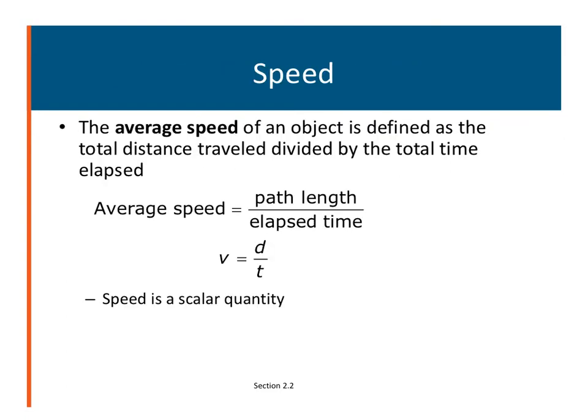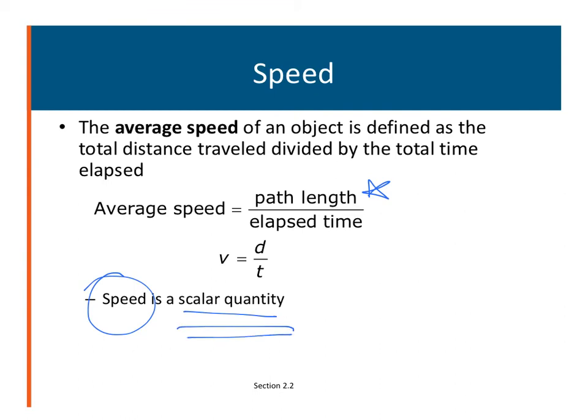The rate at which an object moves can be described as speed, and we say the average speed of an object is defined as the total distance traveled divided by the total time elapsed. And so if we take the path length, and this is important, that is the path length, and we divide by the elapsed time, we get the speed. And once again, speed is a scalar quantity.